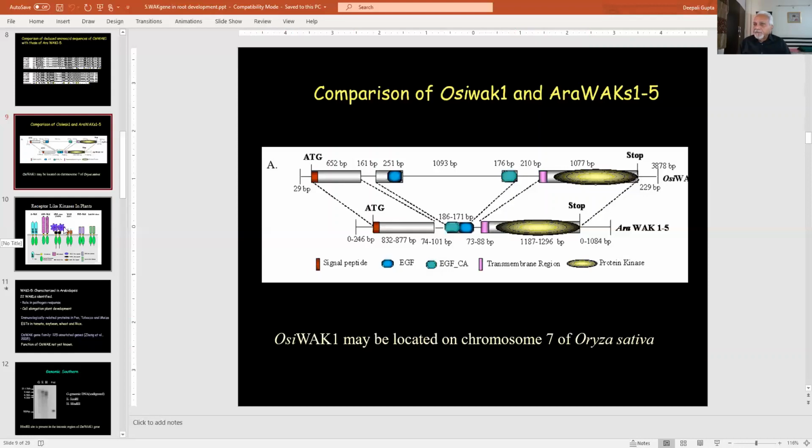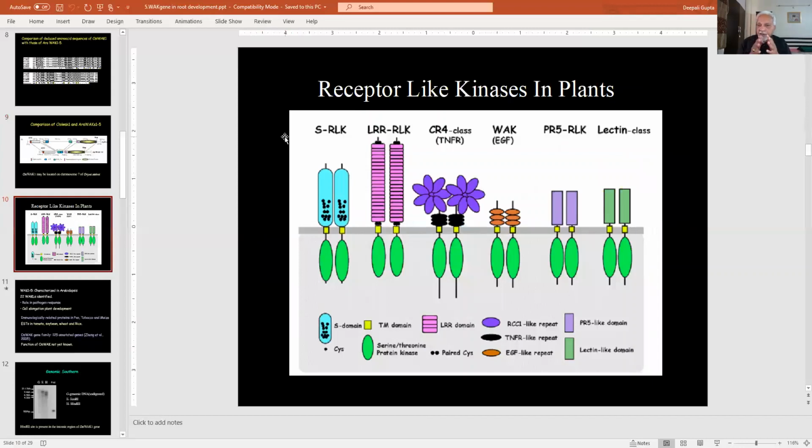Okay. Now, further, if we see what these WAKs or wall-associated kinases actually are, you have to understand that in plants there is a broad group of receptors, what we call receptor-like kinases or RLKs, and in this group of receptors we have a family of genes. This is SRLKs, LRRLKs, like this WAK. WAK is one of the receptor-like kinases in plants. So you have 1, 2, 3, 4, 5, 6 major families of receptor-like kinases in plants.